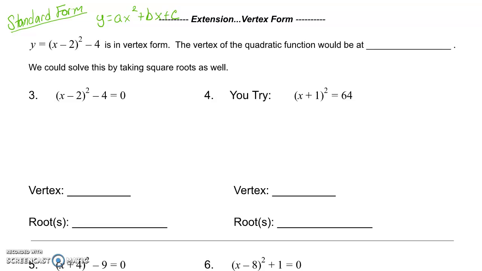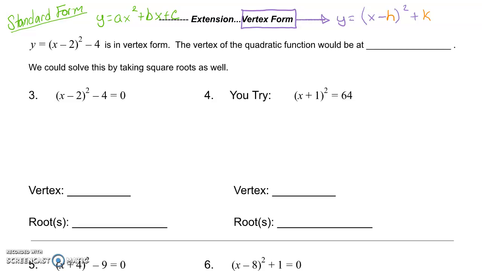remember in linear equations we had different forms as well. We had slope-intercept form, point-slope form. Each gave me different pieces of information that were valuable. Vertex form gives me really important information, specifically the vertex. The vertex of a quadratic function, when a function is in vertex form, is always going to be at the coordinates here. So this is the generic function for vertex form.